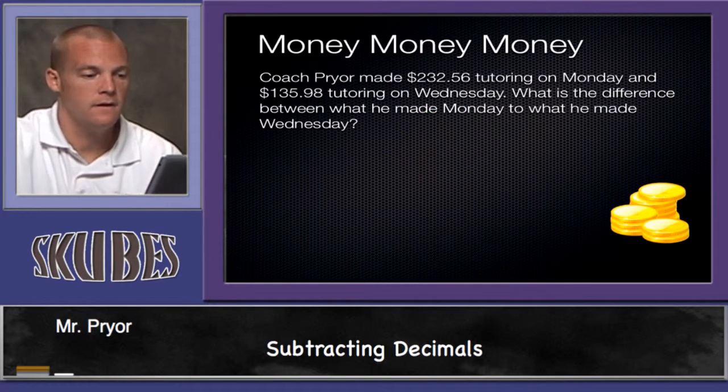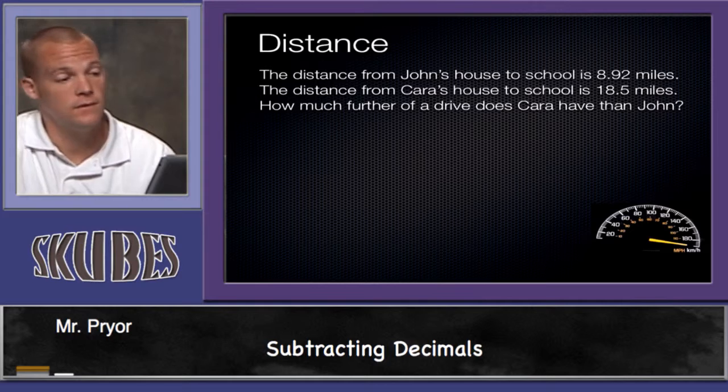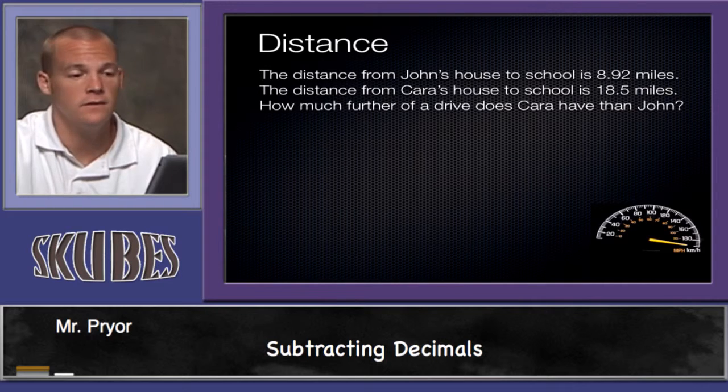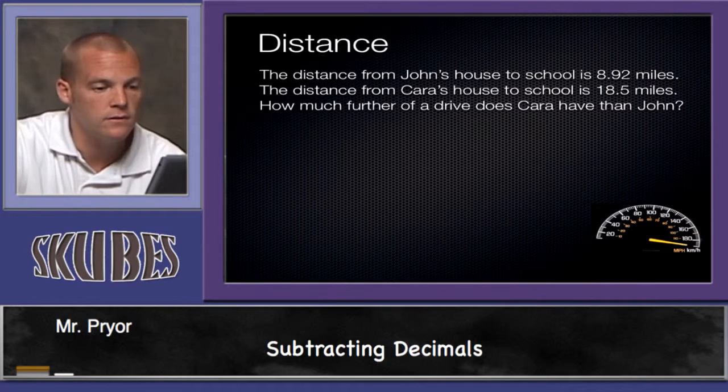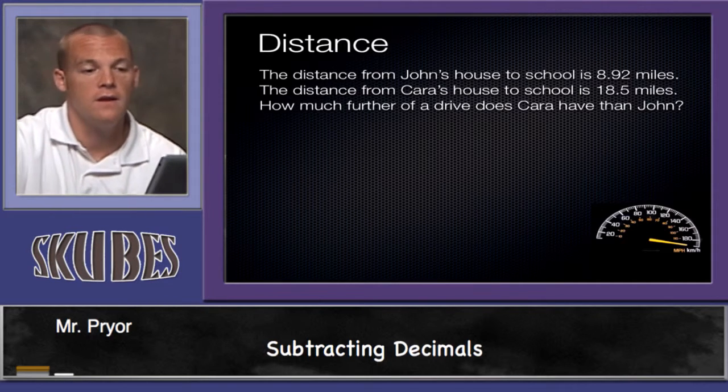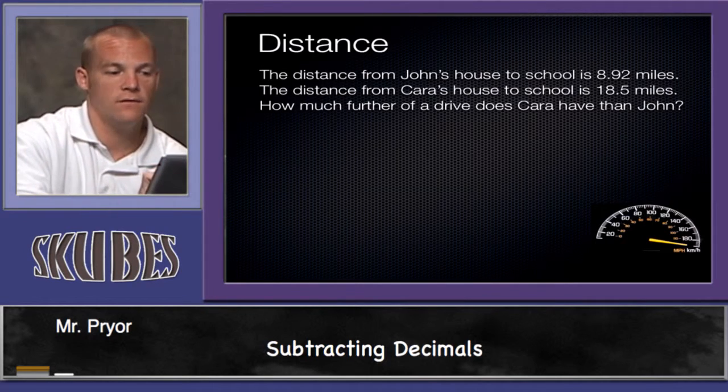All right. Moving to the last example here, we're just looking at the difference in distance. Very popular type of problem here, especially with decimals. The distance from John's house to school is 8.92 miles. The distance from Kara's house to school is 18.5 miles. How much further of a drive does Kara have than John? So again, we're going to look at finding the difference here.